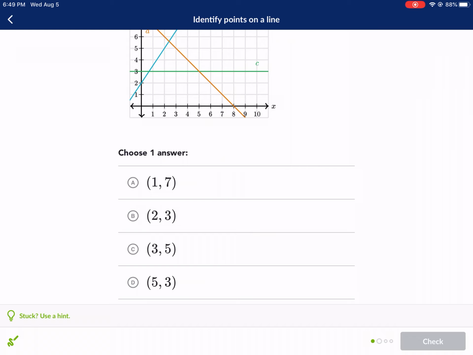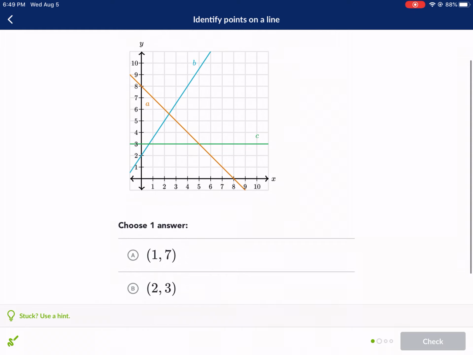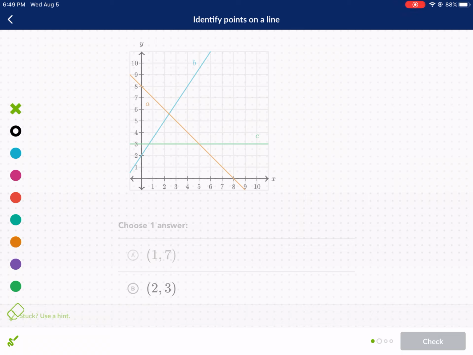All right, next question. Which ordered pair is part of both line A and line C? Okay, so which point? Now, what we need to do here is look for where A and C intersect. As you can see, we have line A here and line C here. So how do we know which points are a part of both? Well, clearly this point is 1, 3. That is not part of line A because at the x value of 1, A is up here. This is 1, 7. They don't share that point in common.